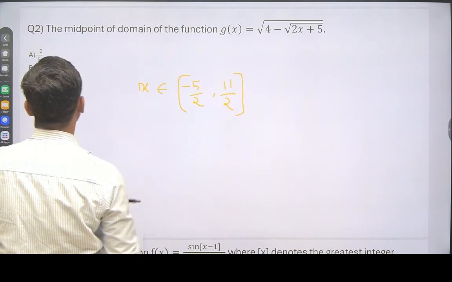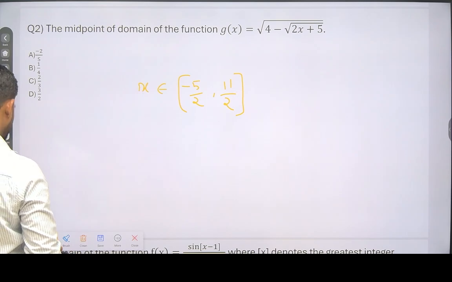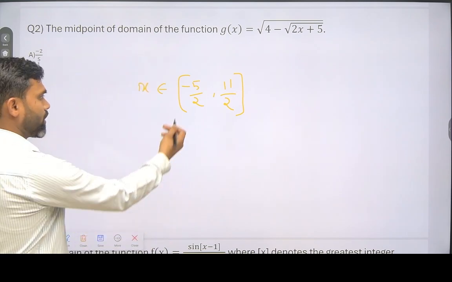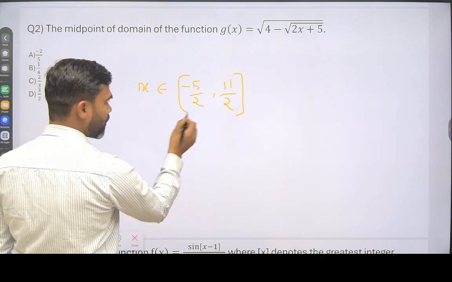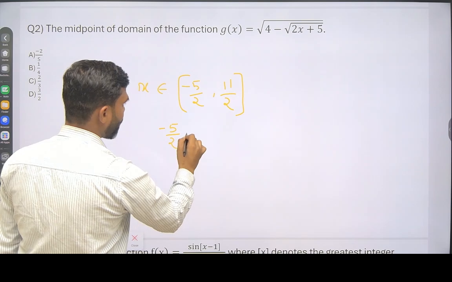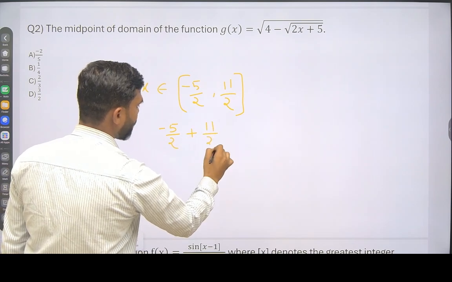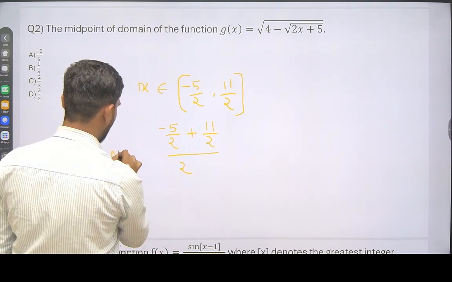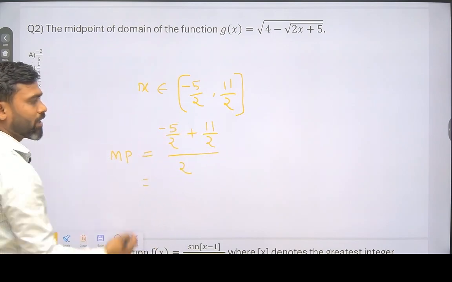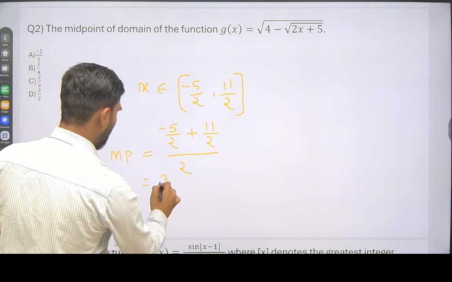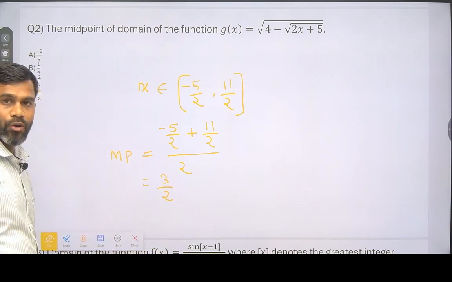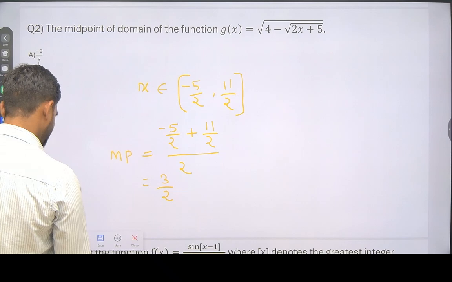This was the answer. Now we are supposed to find the midpoint of the domain of the function. So this is the domain, and we need the midpoint of this. So we get minus 5 by 2 plus 11 by 2, upon 2. This is the midpoint, right? 11 minus 5 is 6 by 2, which is 3. So 3 by 2 will be the final answer. So D is the final answer. I hope you got it, right? Very easy. Okay, next one.